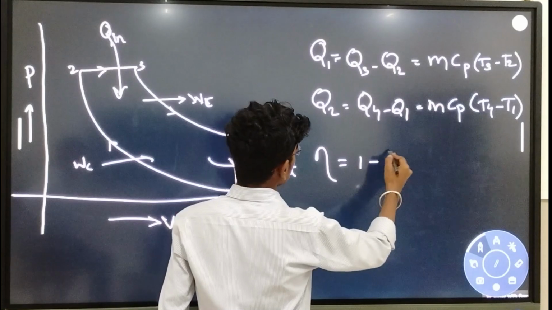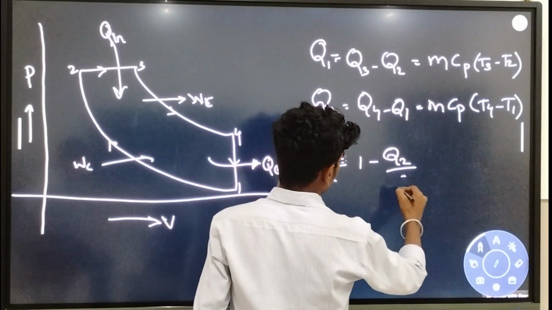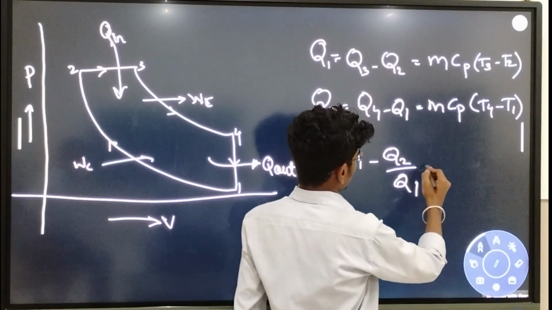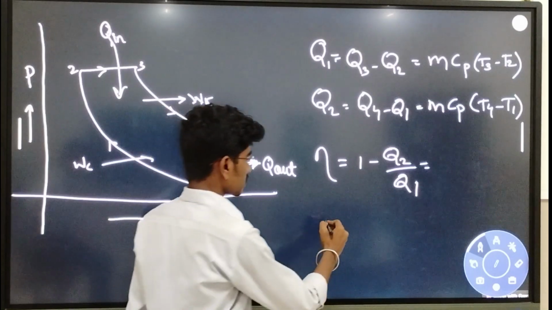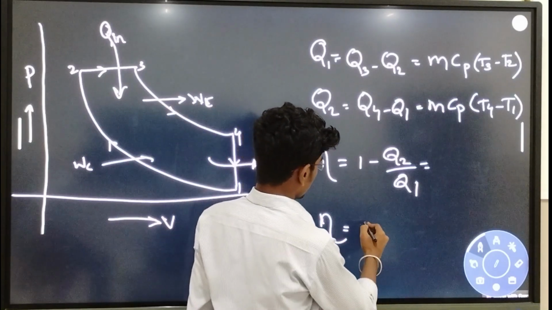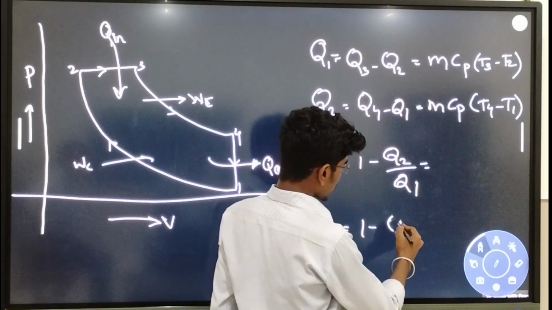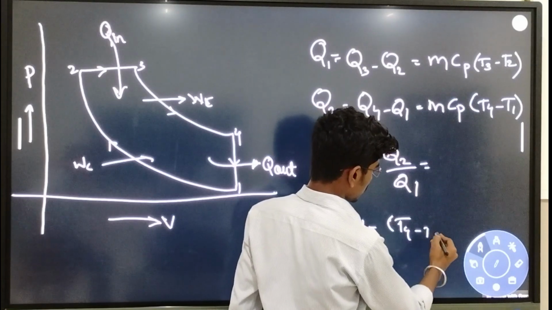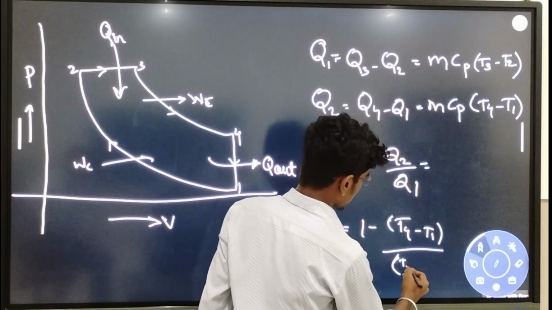So the efficiency formula is 1 minus Q2 upon Q1. So the efficiency formula comes to 1 minus (T4 minus T1) divided by (T3 minus T2).